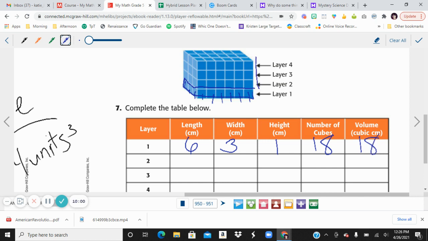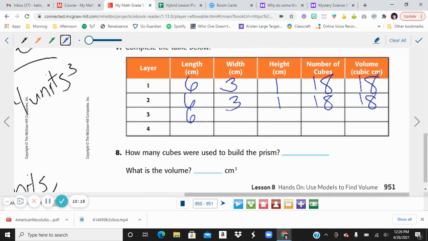Now, since these are the same, it's a rectangular prism. There's no changes here. It's not an unusual shape. It's going to be the same for all of these. 6, 3, and 1 for layer 2. So 18 is the volume, 18 cubes. 6, 3, and 1, 18 in the third layer. And there's 18 in the top layer.